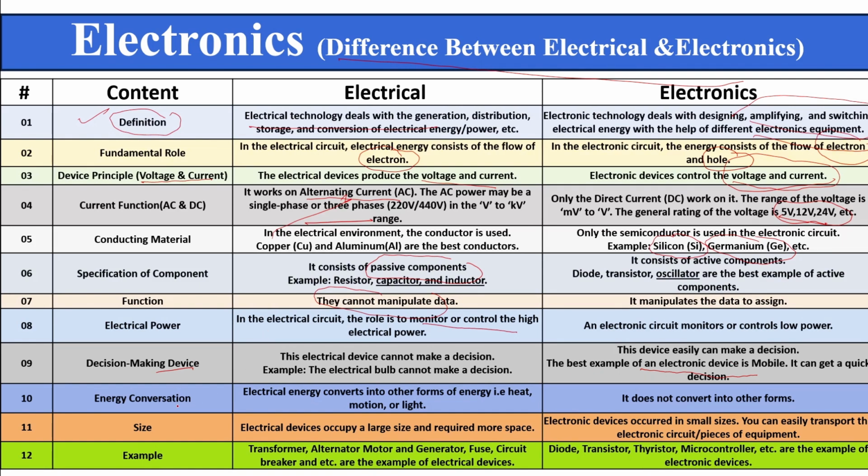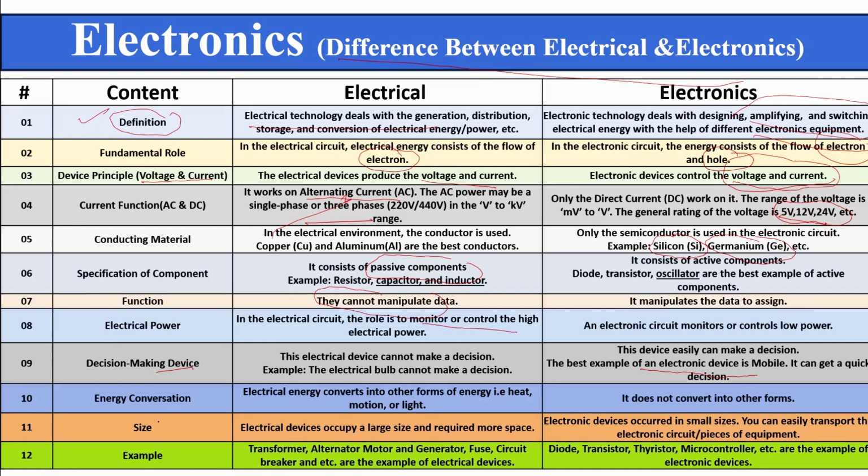Energy conversion: electrical devices perform energy conversion. That means conversion of electrical energy into other forms of energy, such as heat and motion, but electronic devices mostly do not convert into other forms.